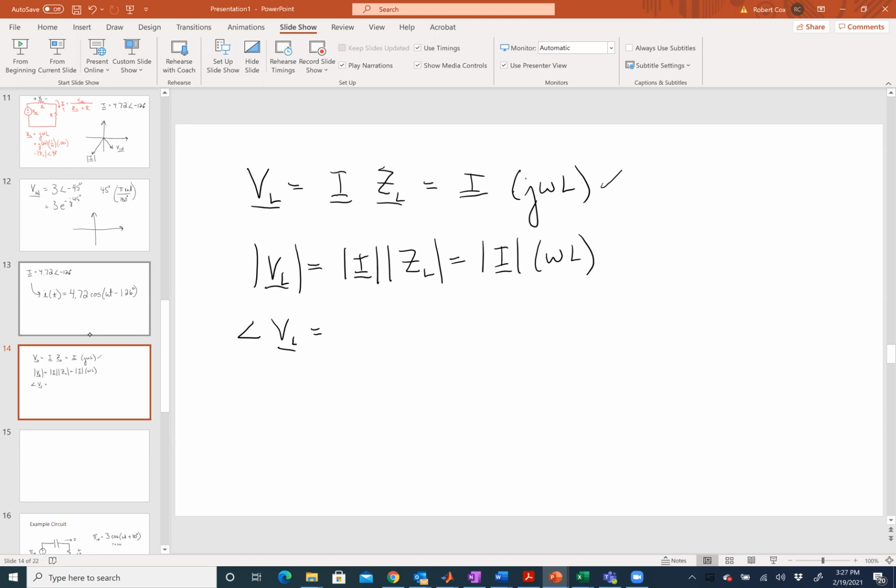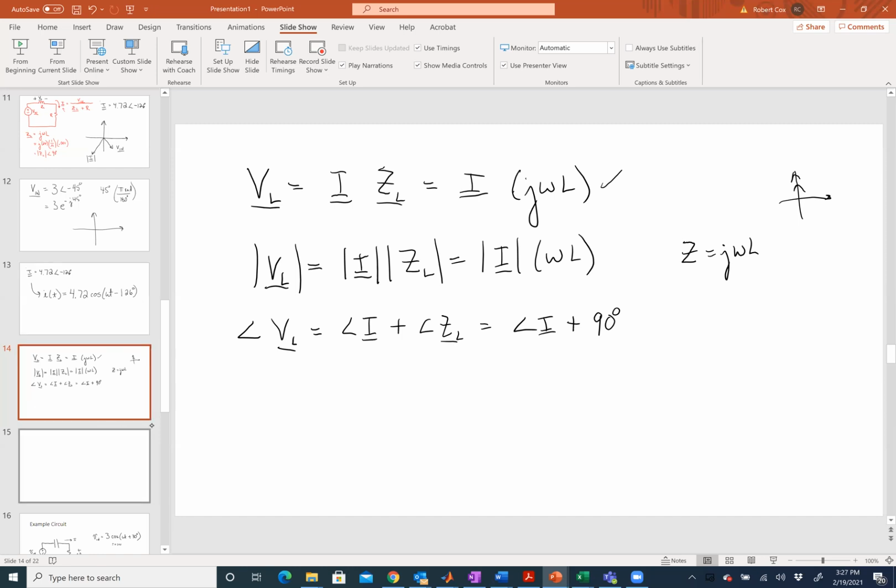If I have the product, how do I get their angles? Wouldn't you just add the angles together? Yep, that's right. Angle of I plus angle of Z, like that. So the angle of I is just whatever that angle is. What's the angle of Z? 90 degrees. Yeah, if Z equals j omega L, this guy points straight up. So he's got a 90-degree angle. That gets to your question, Christian. So what this says in words is the voltage phasor is 90 degrees ahead of the current phasor.